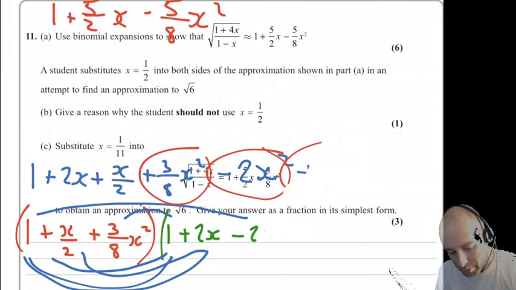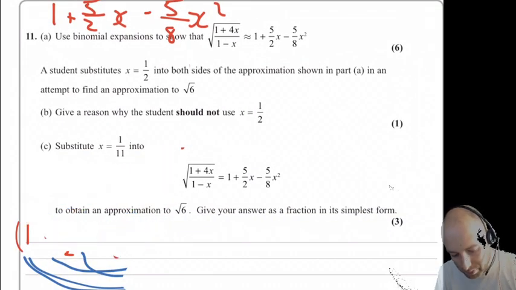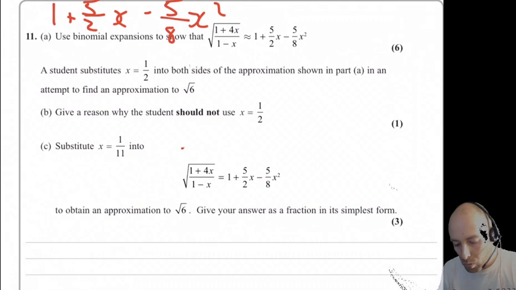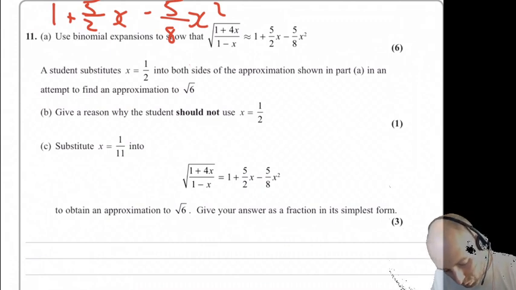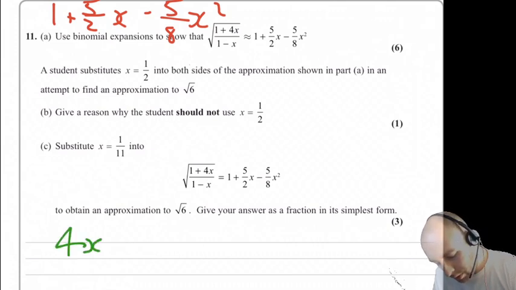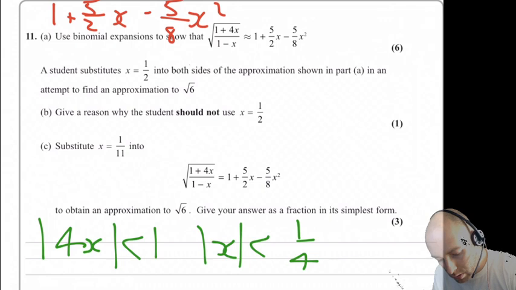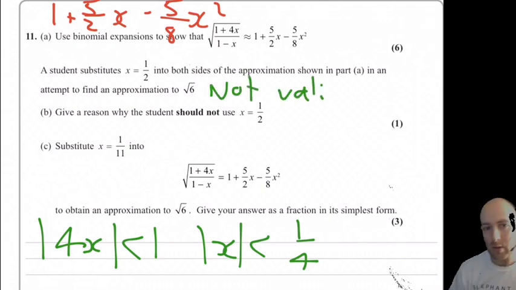Okay, part 2. Why should the student not use x equals a half? Well, our expansion was valid for 4x less than 1, so therefore it's only valid for x is less than a quarter. So not valid. It's only valid for those.